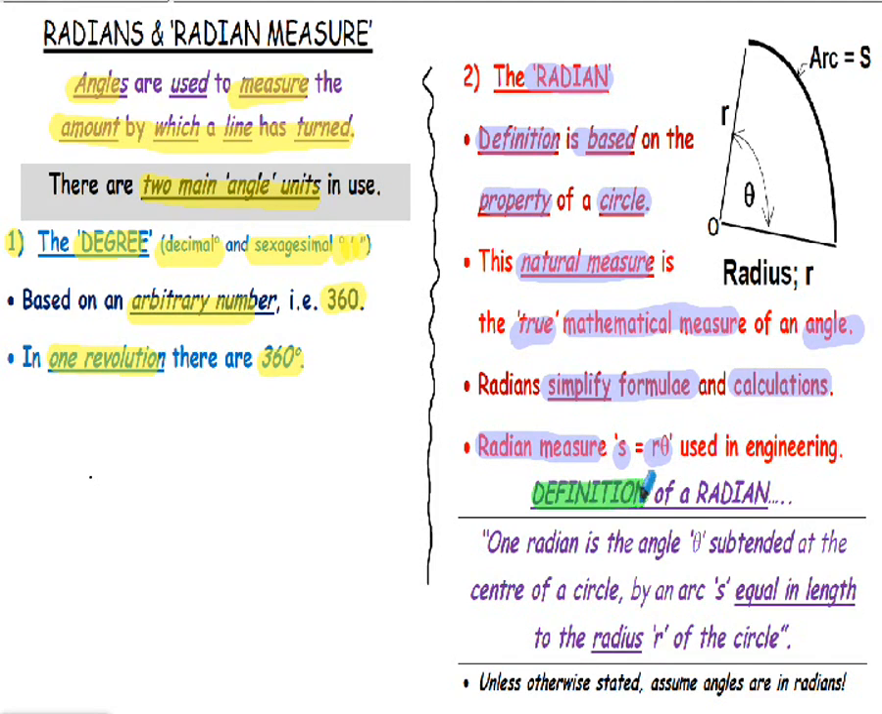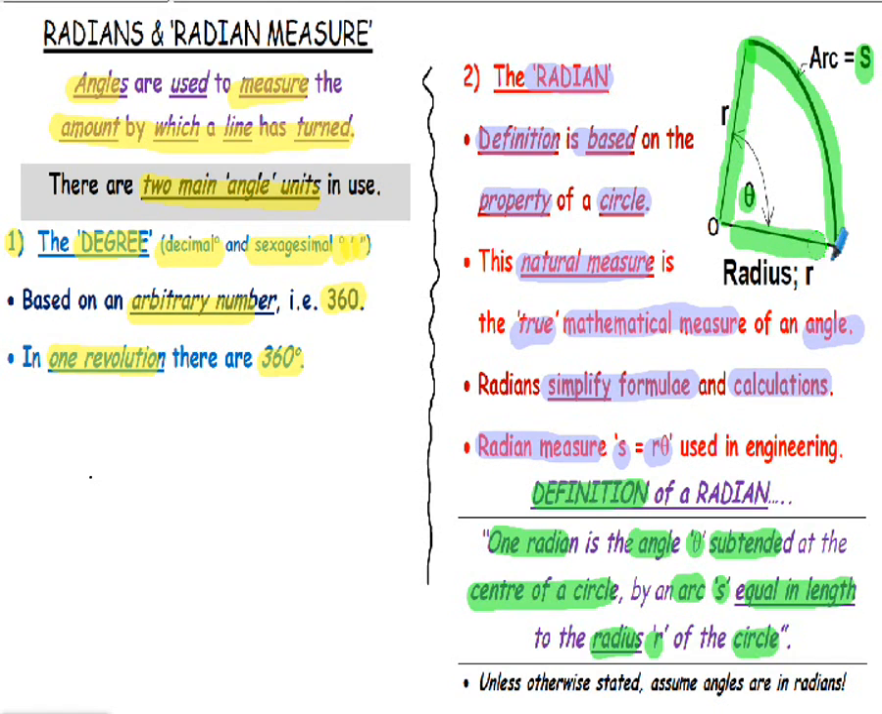Here's the definition of a radian. 1 radian is the angle theta subtended at the centre of a circle by an arc S equal in length to the radius R of the circle. In other words, from the diagram above, when the arc length S of the sector of our circle is the same length as radius R, then the angle theta subtended or enclosed within the sector of the circle is 1 radian.